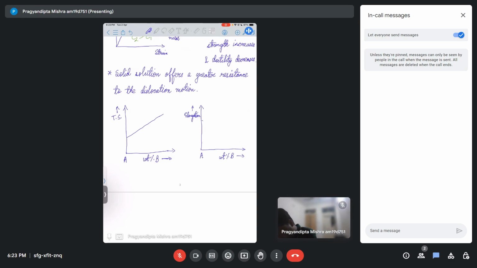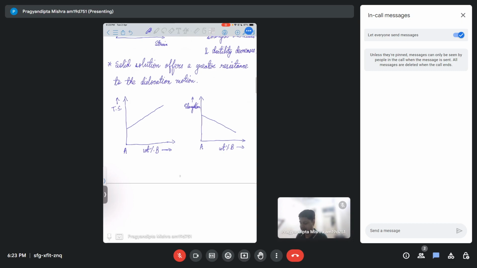And elongation, on the other hand, we will see a continuous decrease. Again, it might not be linear. You might get some sloping curve or something. But either way, it will keep decreasing. The elongation, how much you can pull, how ductile it is, will keep decreasing as the weight percent increases.